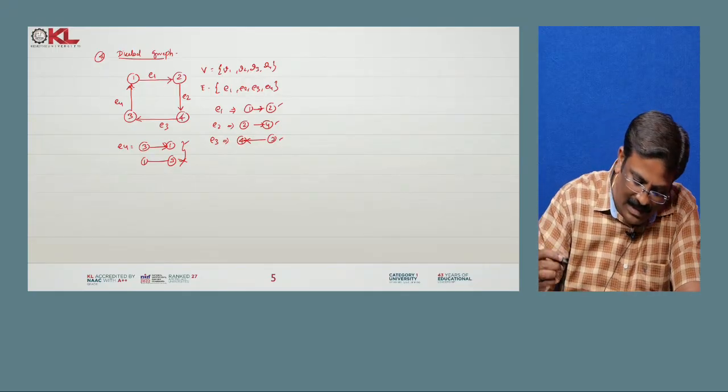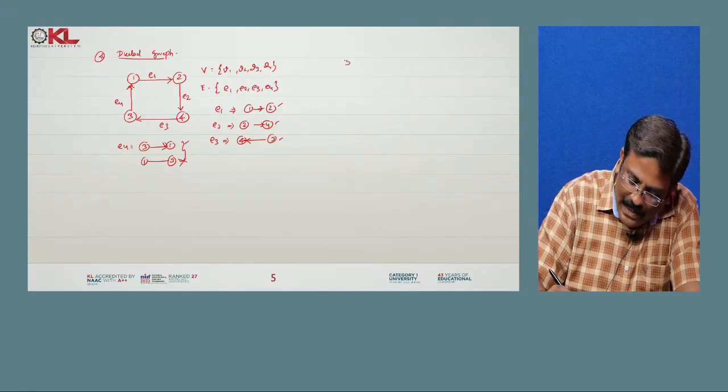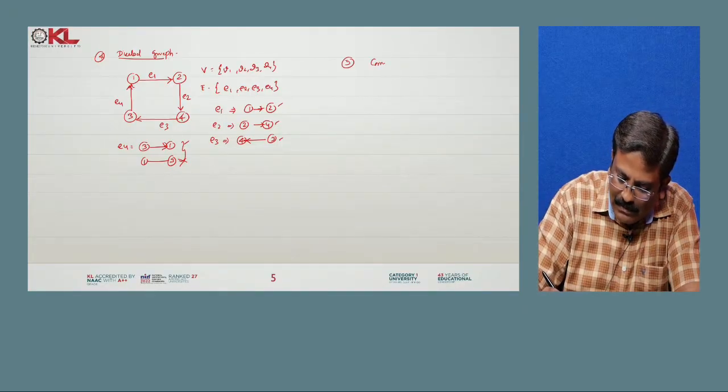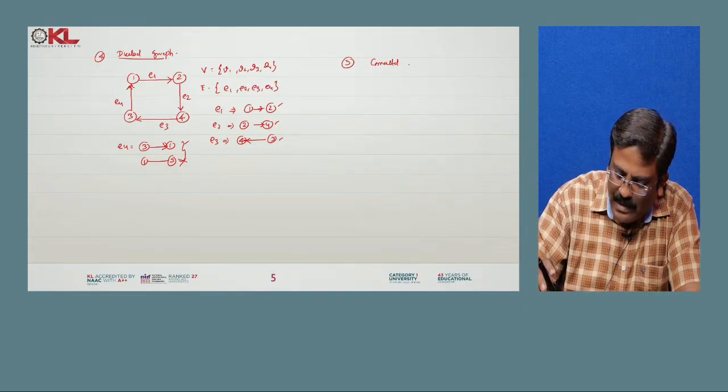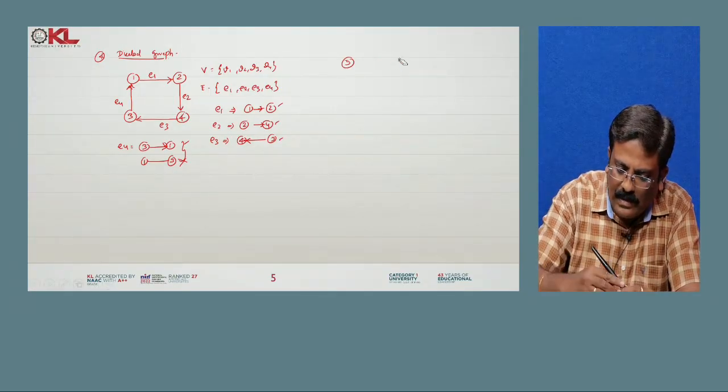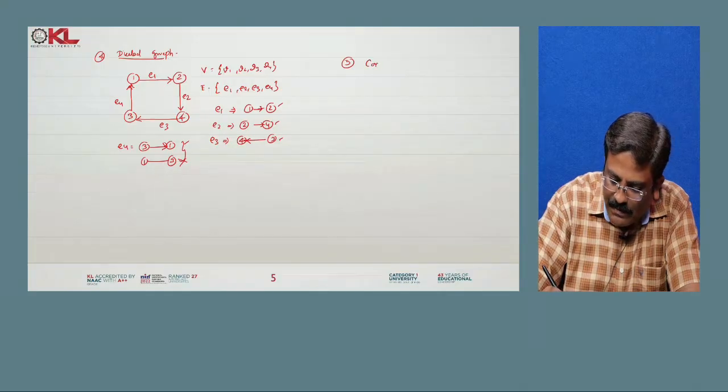And there is one more category of graph available, the fifth category, that is nothing but the connected graph. It's called a connected graph.